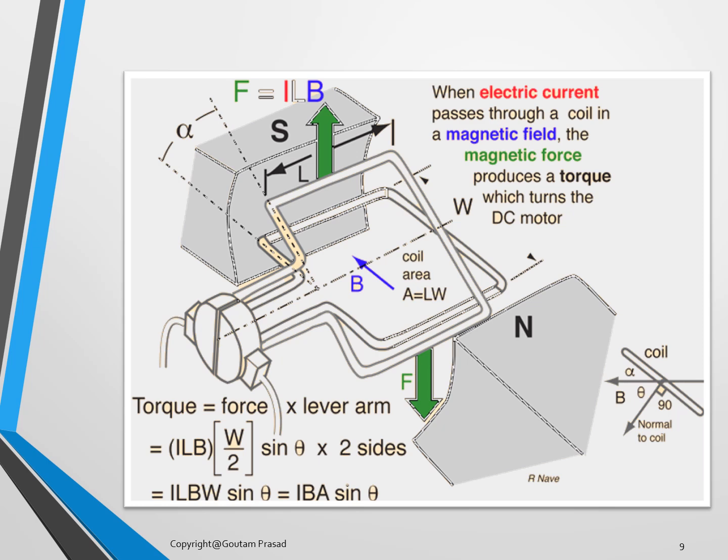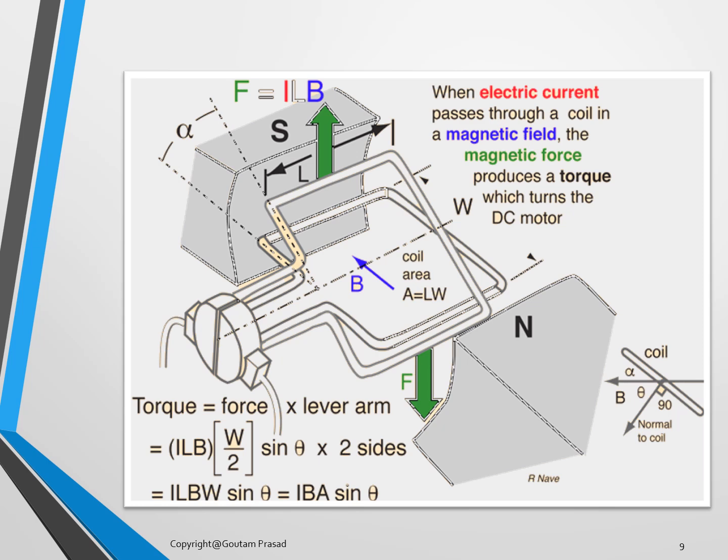It has been shown that as the angle is increasing or decreasing, at an angle of 90 degrees the force is maximum, because the force is not just equal to BIL, but sine theta is also multiplied with that, so it depends on the angle at which the conductor is facing the permanent magnetic field.